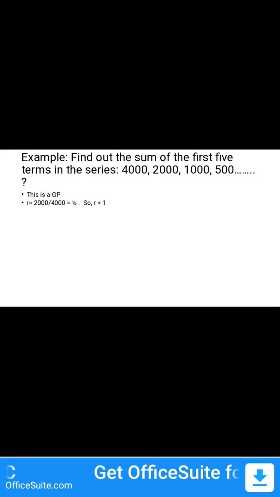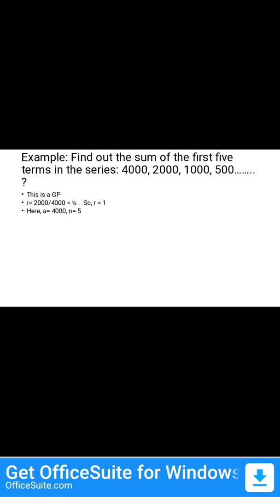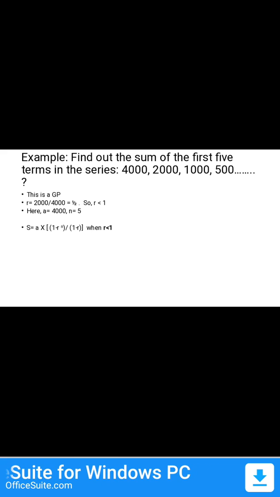So here, and again this is an infinite series. A is equal to 4000, I'm sorry, it's not an infinite series because you have to find out the sum of the first five terms in the series. So we know the fifth term can be somewhere around 250. So it's not an infinite series. So here we'll be applying the formula for a finite geometric progression wherein r is less than 1, and the formula is this.